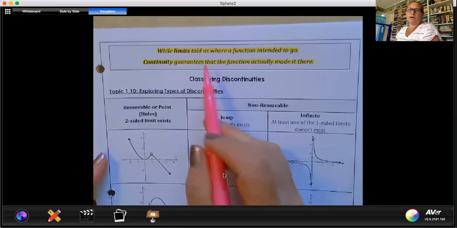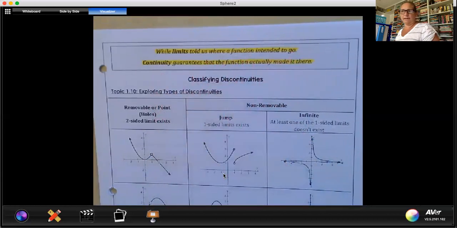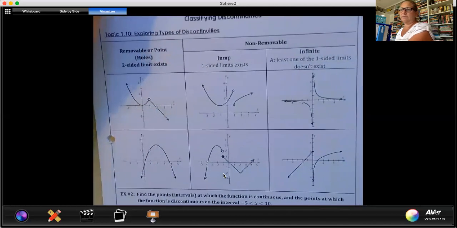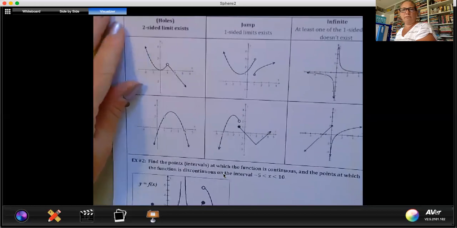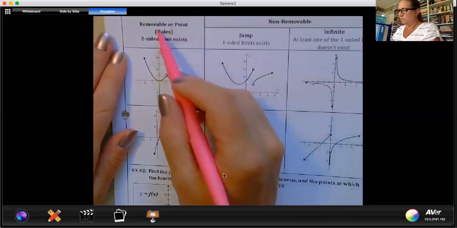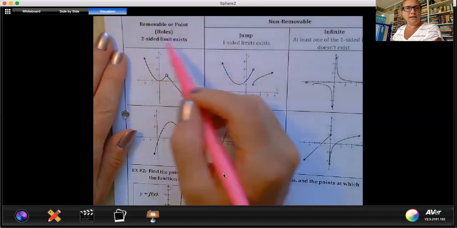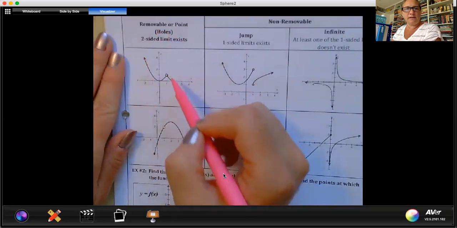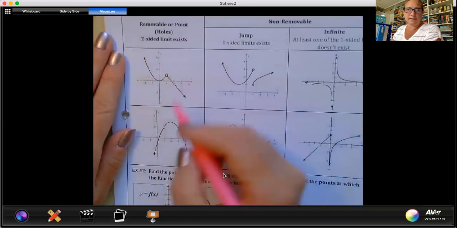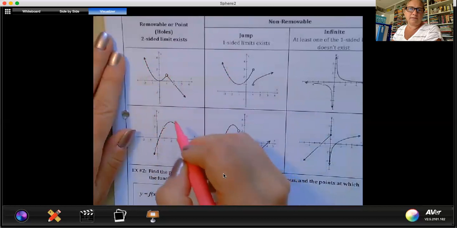Well, limits told us where a function intended to go. Continuity guarantees that the function actually makes it there. As you look here in this table, there's nothing you need to write down. It's simply some examples of what removable and non-removable discontinuities look like. Removable discontinuities or point discontinuities are holes in the graph. So two-sided limits exist from the left and from the right. The functional value does not exist, but the limit does. Same thing here. Functional value does not exist, but the limit does.